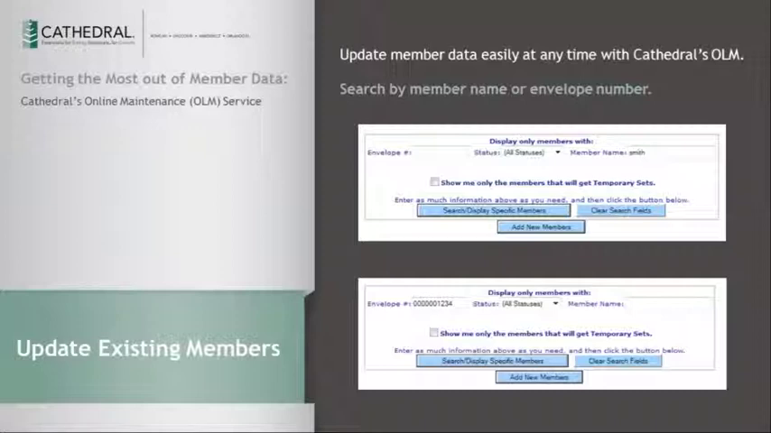To search for a member in the list that needs to be updated, simply search by envelope number, if you know it, or by the first or last name of your member. If you just enter the information you know in the appropriate area and then click the Search Display Specific Members button, you'll see all members that meet your criteria.